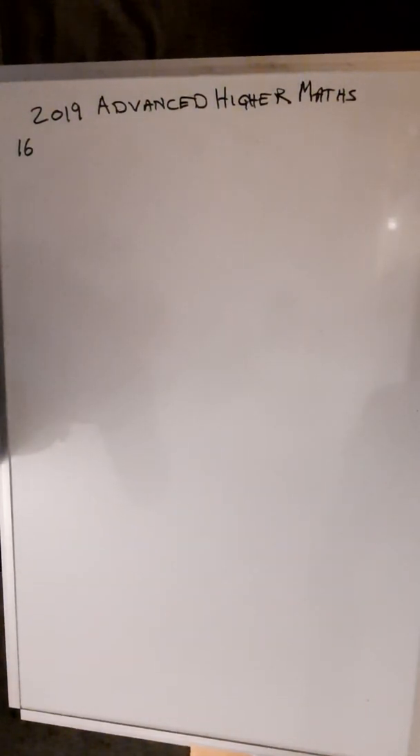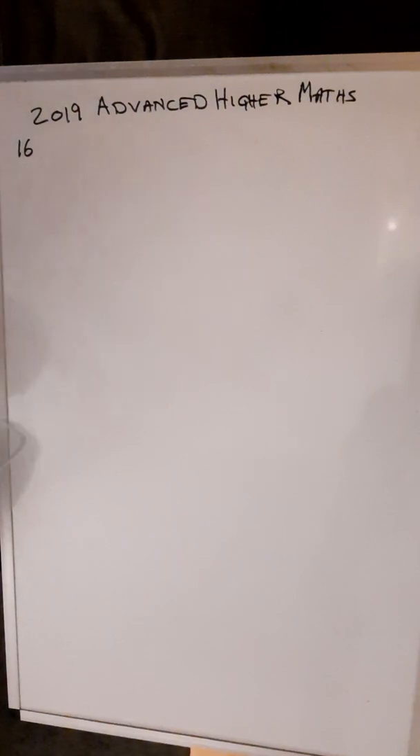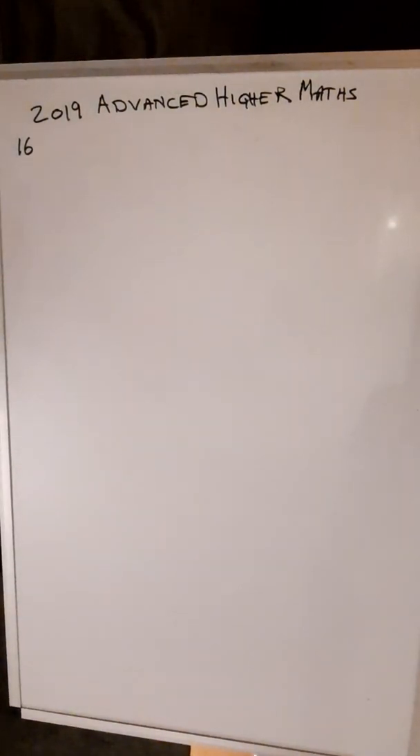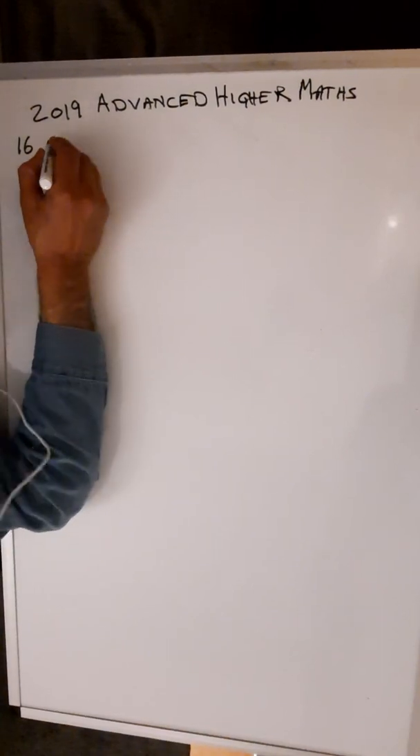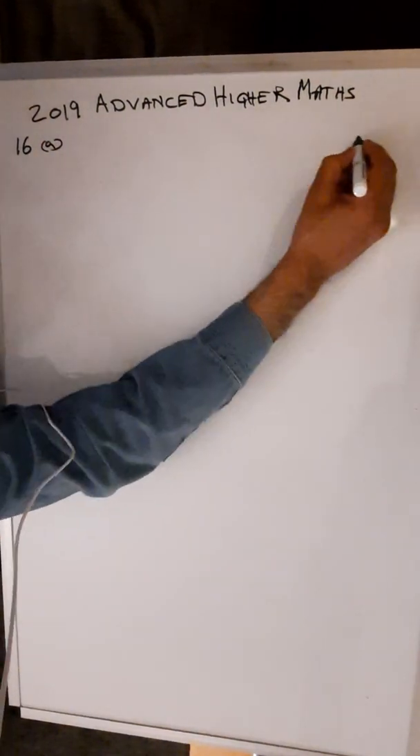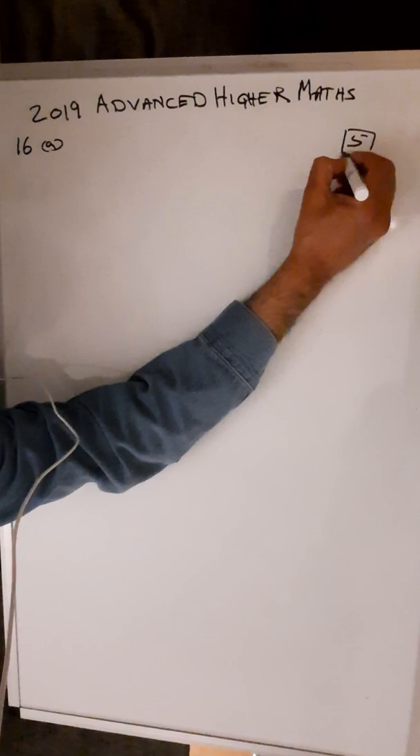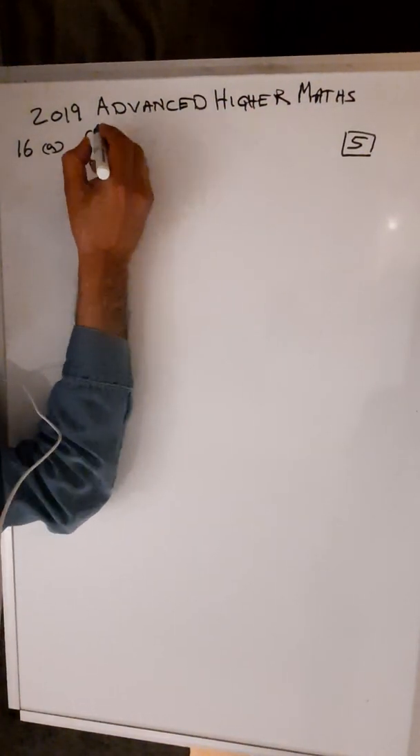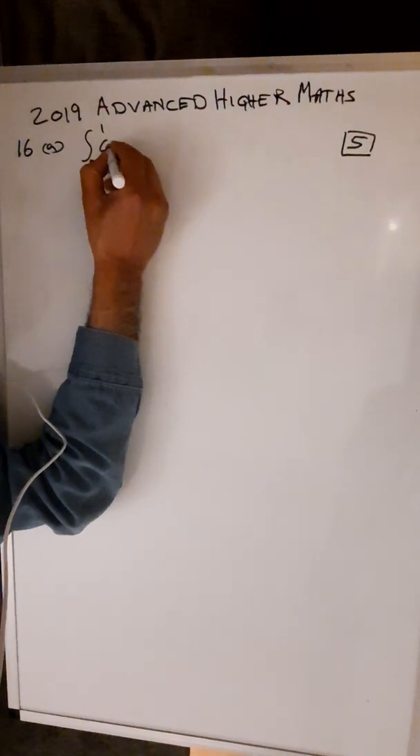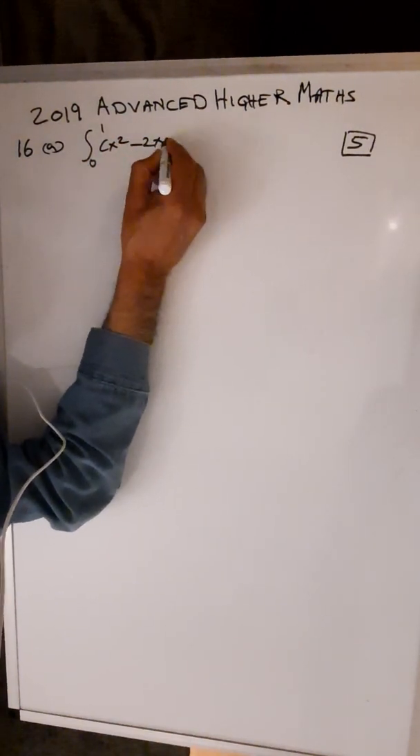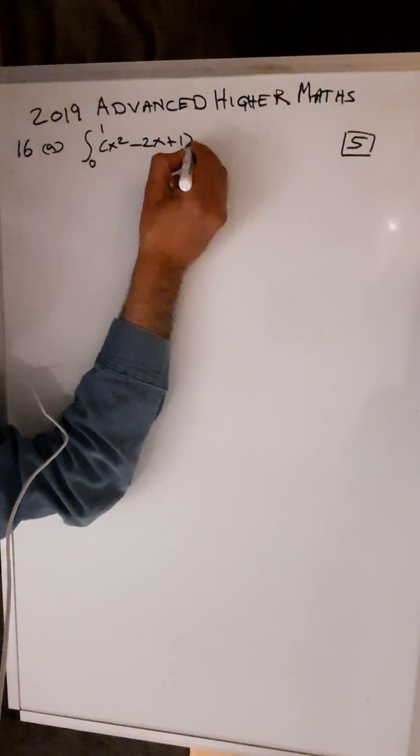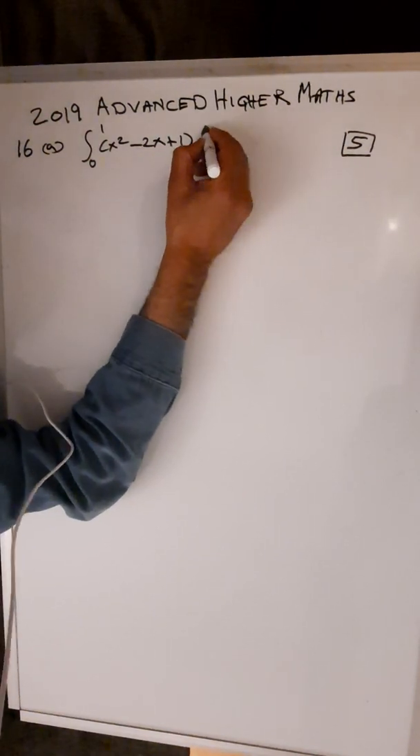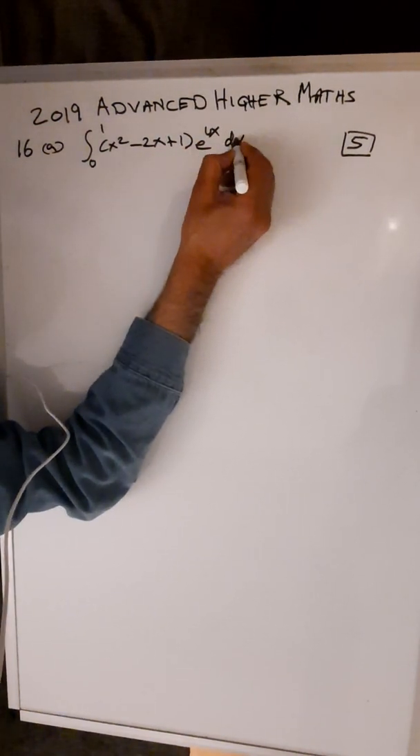2019 Advanced Higher Maths number 16. Use integration by parts to find the exact value of, this is for part A, and this is for 5 marks. To find the exact value of the integral from 0 to 1 of x squared minus 2x plus 1, e to the 4x dx.